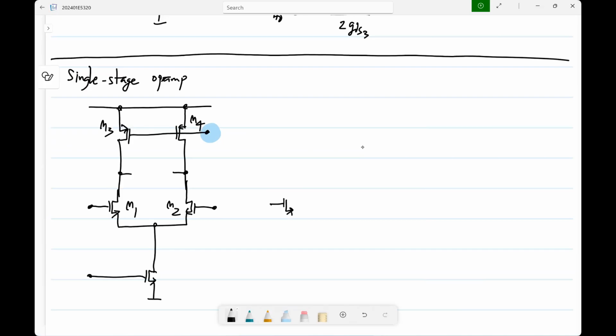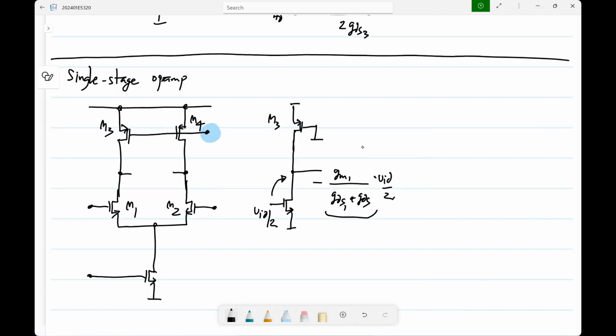Differential half circuit would be M1 connected up like that, and then M3, this will be connected to ground. So what will be the gain from here to there? It will be minus GM1 by GDS1 plus GDS3. What is this? This is the gain of the single stage op amp, right? As you expect. So that way this will work.